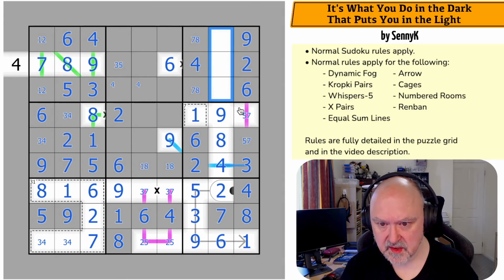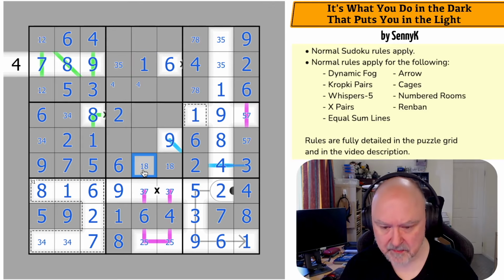This triple is 1, 3, 5. The 3, 5 here means this is the 1. That's a 3, 5 pair, so that's a 1. Looking down, making that an 8 and that a 1.